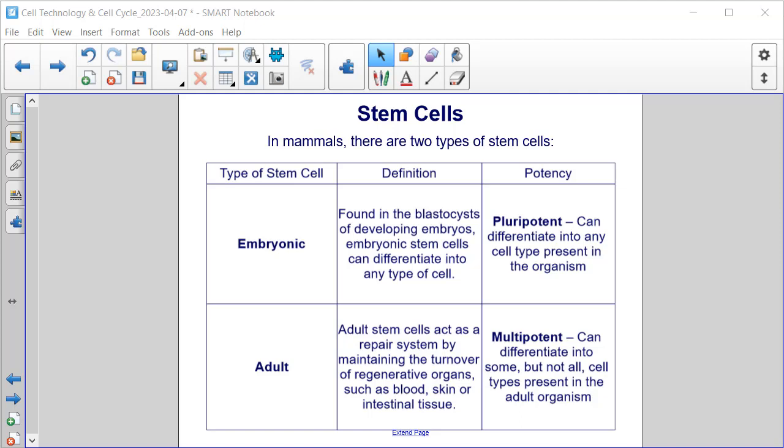Adult stem cells act as a repair system by maintaining the turnover of regenerative organs such as blood, skin, or intestinal tissue. They are known as multipotent because they can differentiate into some, but not all cell types present in the adult organism.